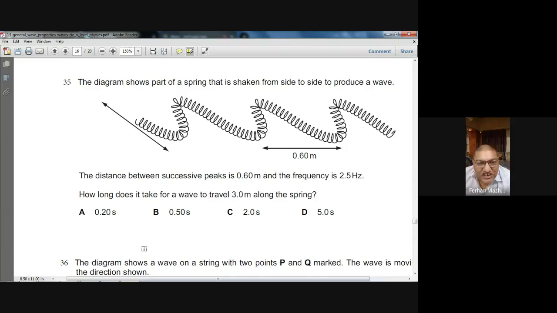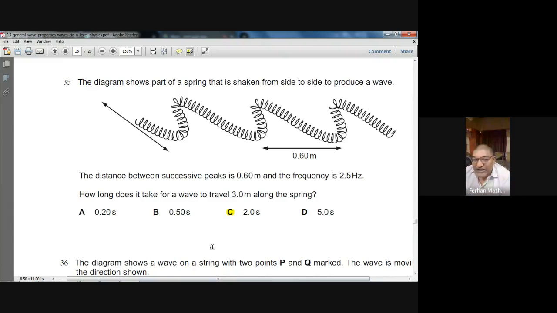Now the distance needed to be traveled is 3 meters. I want to know the time, how much time it will take. So I know the speed, that's 1.5 meter per second. The distance to be traveled is 3 meters. So time is equal to distance divided by speed. So 3 divided by 1.5, and the answer will be 2 seconds. So C is the choice. I hope you have understood.